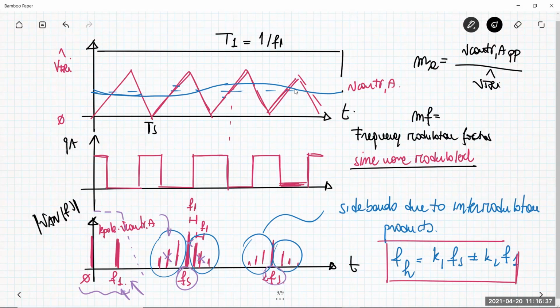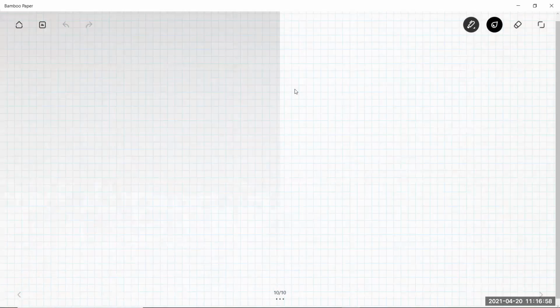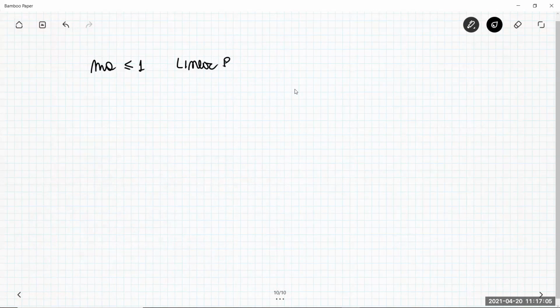Which is the ratio between the switching frequency and the frequency F1 of the sine wave you are using for control signal, as a modulating signal. Okay, frequency modulation factor. This frequency modulation factor should be well higher than 1 because we have to respect the Nyquist. Okay, so MA is less than 1, so we have what is called the linear pulse width modulator.